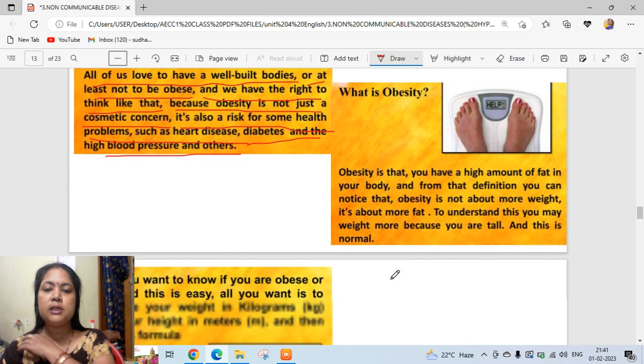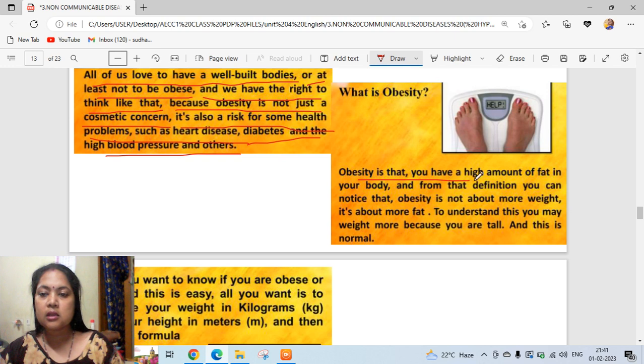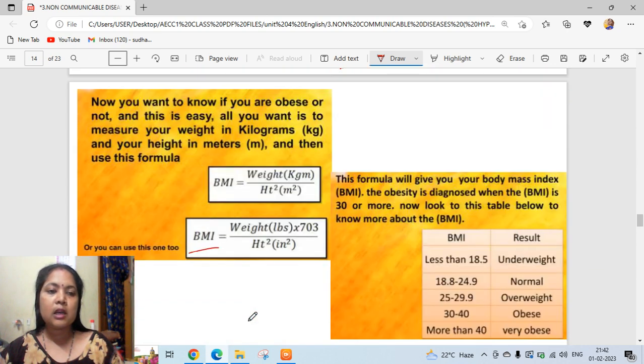Then what is obesity? Obesity is that you have a high amount of fat in your body, and from that definition you can notice that obesity is not about more weight, it's about more fat. To understand this, you may weigh more because you are tall and this is normal. Now you want to know if you are obese or not, and this is easy.